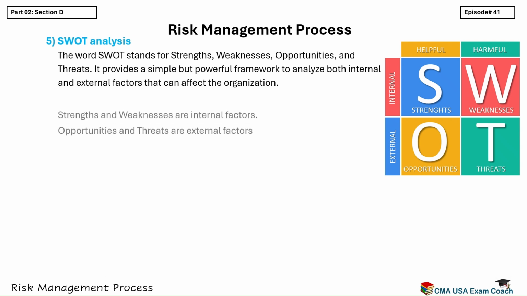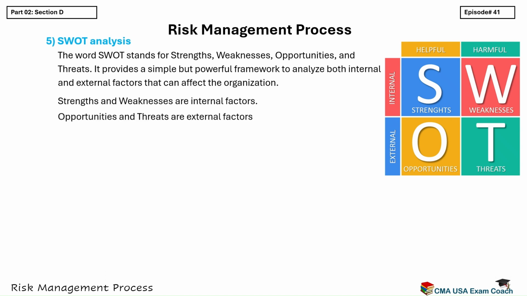Strengths and weaknesses are internal factors. These are aspects within the company's control, such as its culture, structure, financial resources, employee skills, or even the efficiency of its operations. For example, a strong brand name, customer loyalty, or ownership of unique technology would be considered strengths. On the other hand, high debt levels, a weak brand presence, or lack of sufficient capital would be weaknesses.